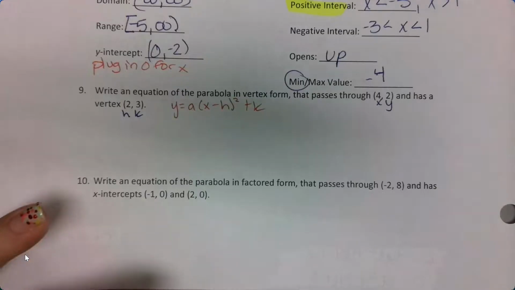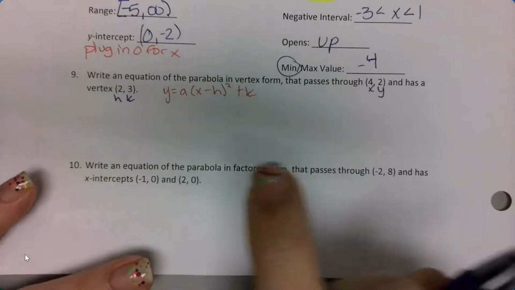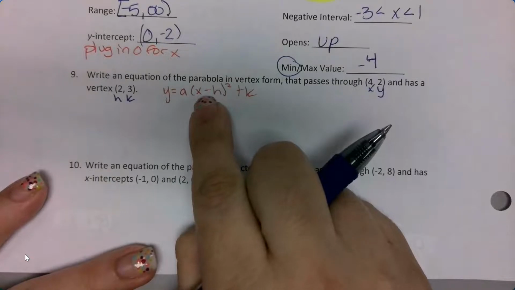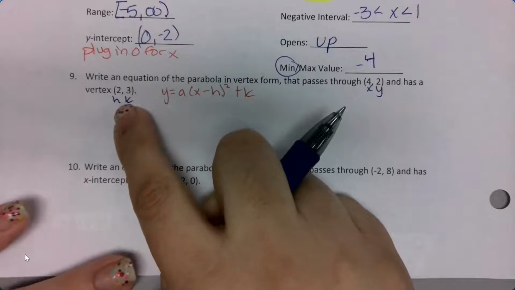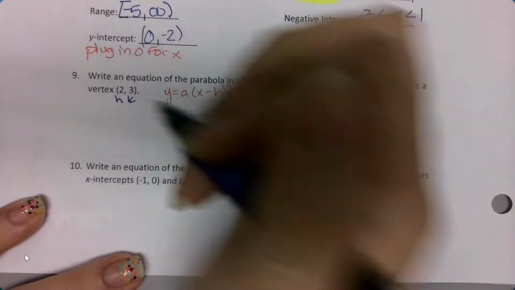Okay, so my microphone kept cutting off, so I apologize. But anyways, this one wants it in vertex form, which I've written right here. This is my point, so that's xy, and this is my hk. I'm going to plug everything in and solve for a.